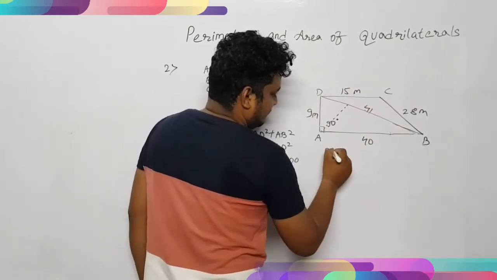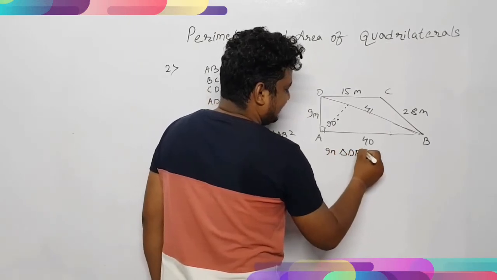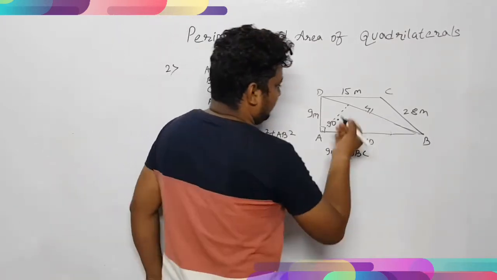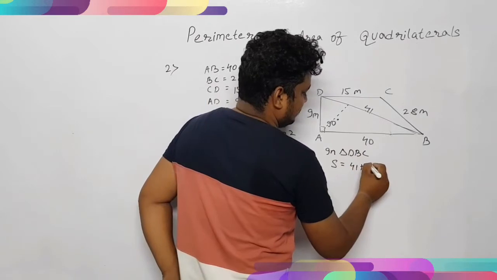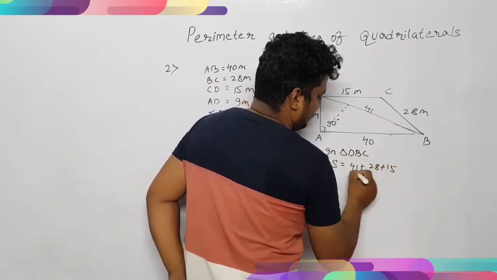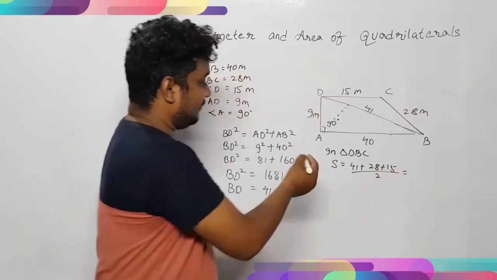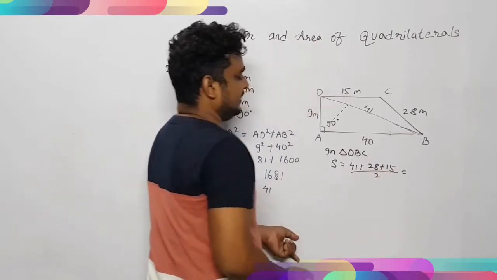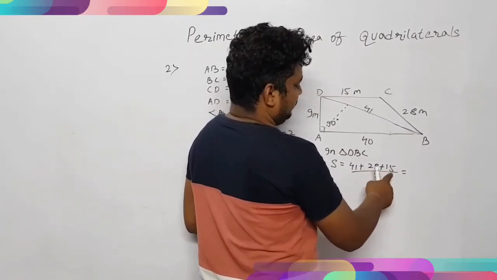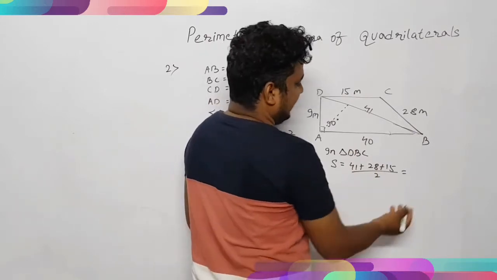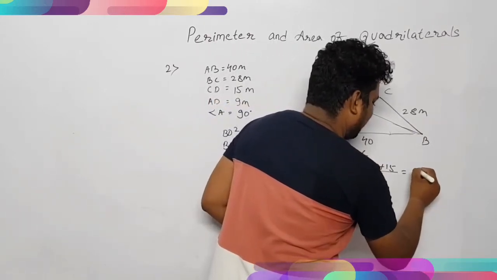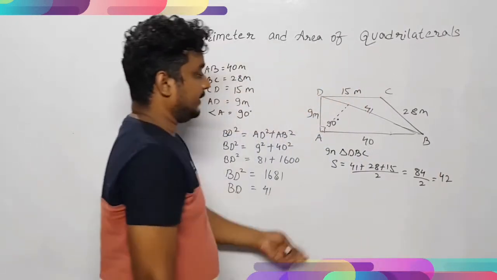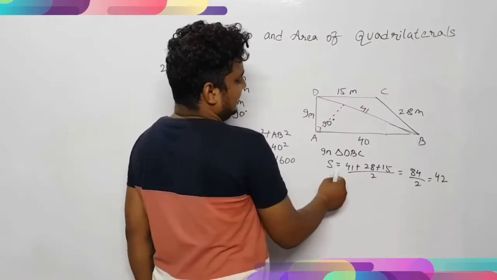First of all, S is the semi-perimeter. For the semi-perimeter we add all the sides and divide by 2. So 41 plus 15 equals 56, 56 plus 28 gives 84, and 84 by 2 is 42. So 42 is the value of S.